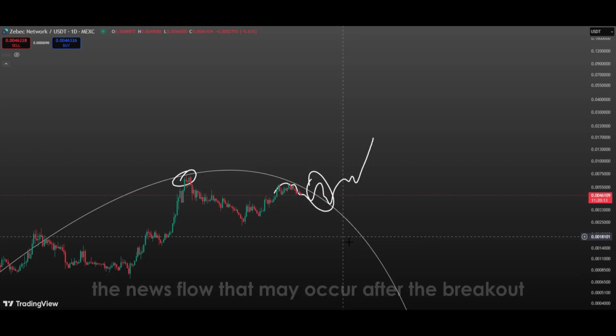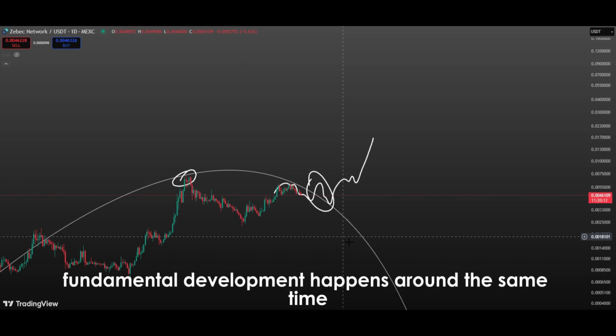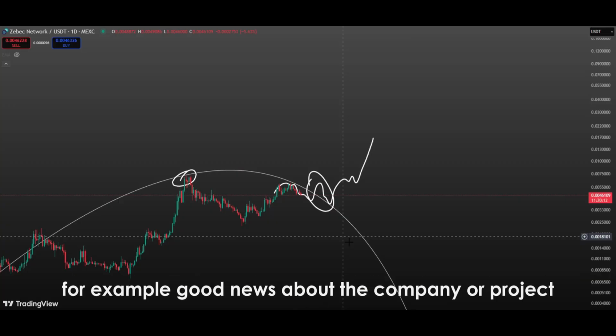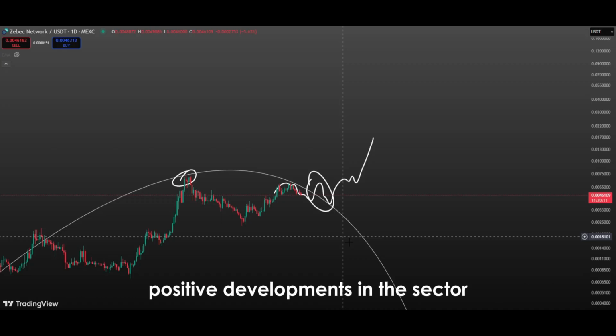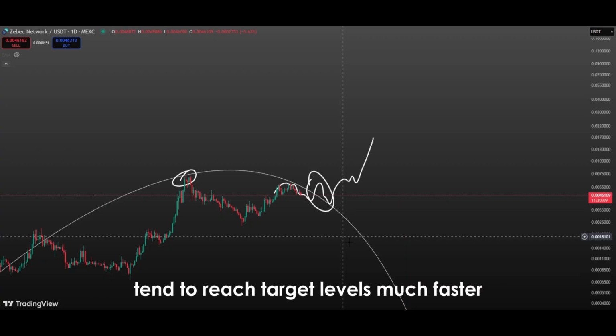Another point to note is the news flow that may occur after the breakout. If a positive fundamental development happens around the same time as the technical breakout, for example, good news about the company or project, positive developments in the sector, or regulatory improvements, the rise can be much sharper. In technical analysis, breakouts supported by such fundamental factors tend to reach target levels much faster.